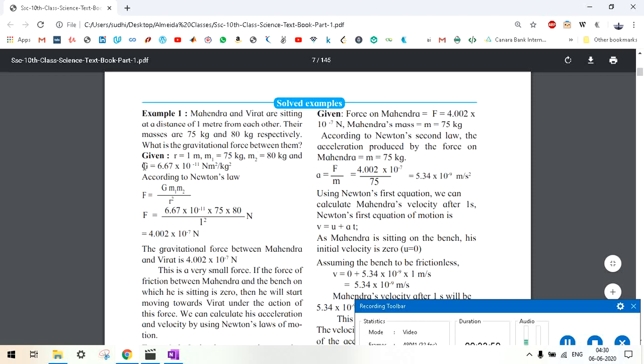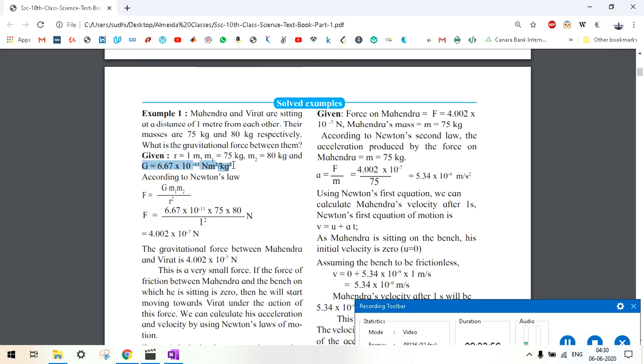Here, an important point to remember is that the value of G is given. G is called the universal gravitational constant, which means it will be fixed for any planet. Now let's go back and understand this.